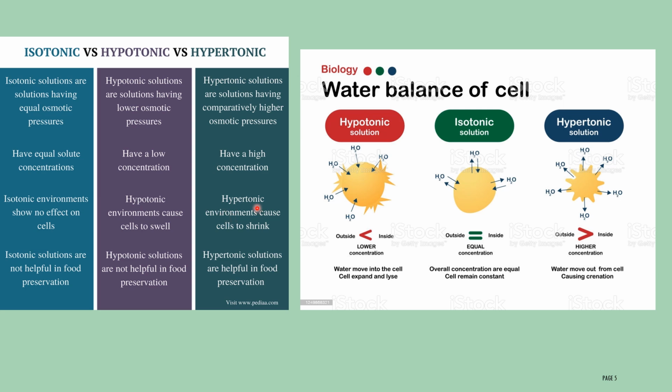Next, coming to hypertonic. A hypertonic environment causes the cell to shrink. You can see the shrinking of the cell take place in the case of a hypertonic solution, because the water will come out from the cell. If the cell loses water, normally it will shrink. Then see the last difference.